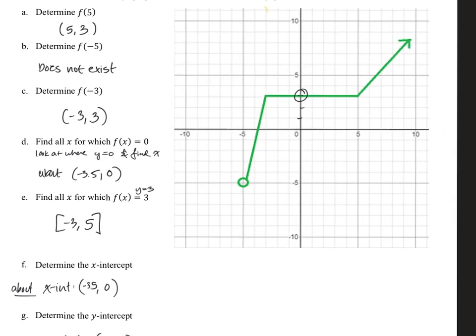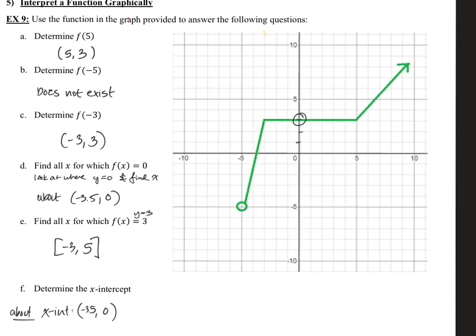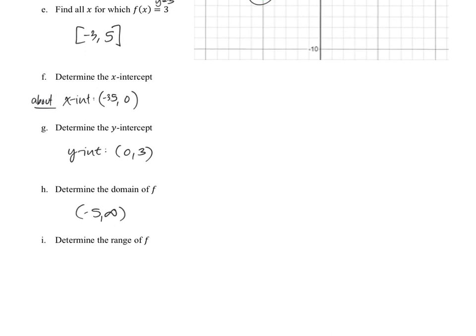Now let's look at the range. Well, range, remember we're talking about vertical values, starting at the lowest y value I see, which is right here at negative 5, and I go on until, ooh, look at that arrowhead. That implies infinity. Negative 5 till infinity. Once again, these two are the same. That doesn't always happen, but in this problem, the domain and range were the same values.